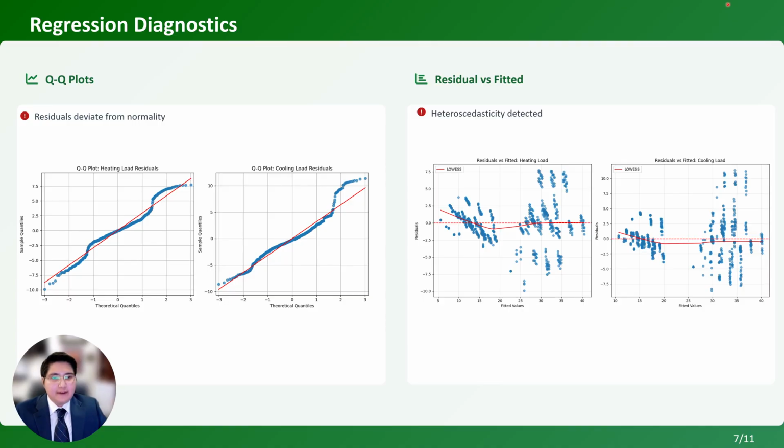And then we have the residual versus fitted. For the fitted plot, we want to see a random scatter of points around zero, and we can see that we have some patterns, which is not ideal for our model. And by taking a look at the lowess smoothing, it again suggests non-linearity.